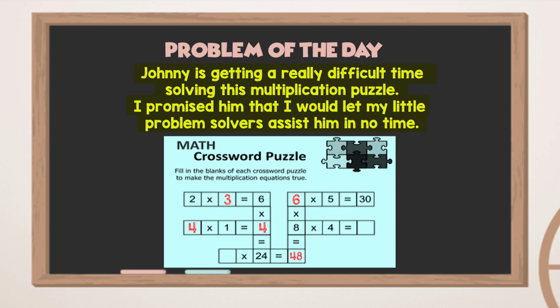So let's go to the bottom row. Something times 24 equals 48. What multiplied by 24 will give us 48? 2 times 24 equals 48. And finally, boys and girls, we have 8 times 4 equals something. 8 times 4 equals 32.